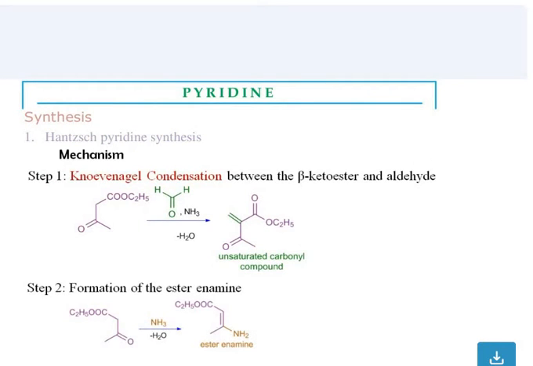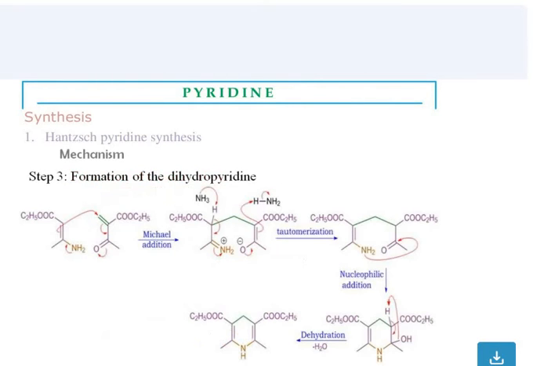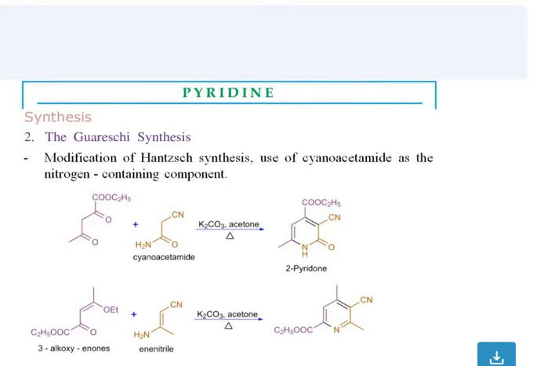Now the Hantzsch pyridine synthesis, their mechanism. First, Knoevenagel condensation between the beta-ketoester and the aldehyde. You can see the unsaturated carbonyl compound, and in the second step the formation of enamine. Now you can see the formation of dihydropyridine. First Michael addition, and then tautomerization, then nucleophilic addition, then dehydration, and you will get the tetrasubstituted pyridine.